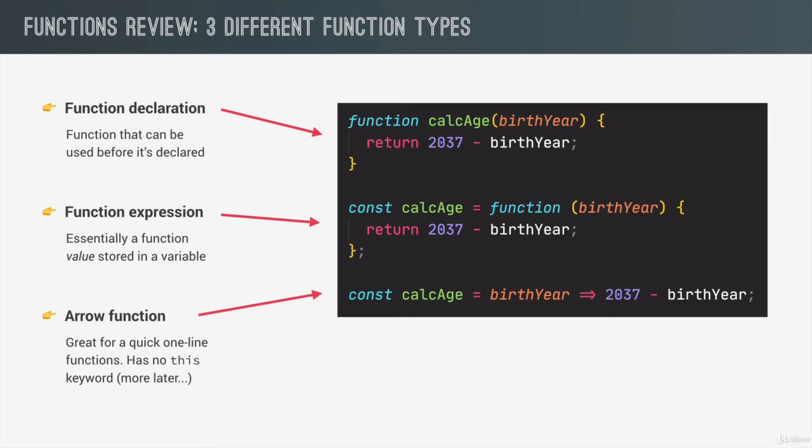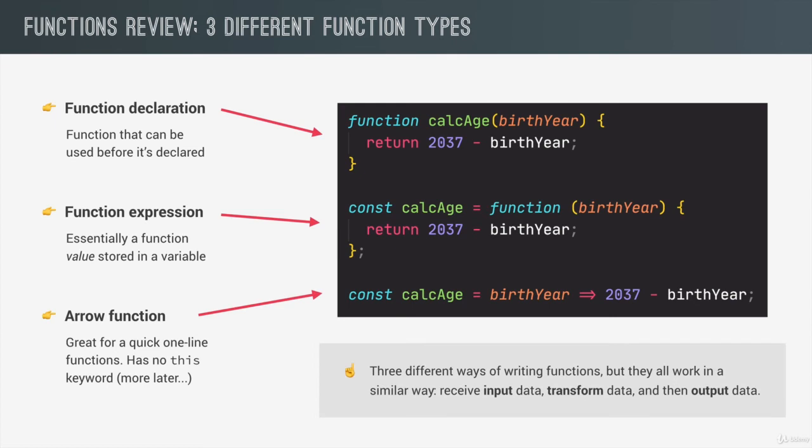the future lectures. Now, what's important to note here is that these are three different ways of writing functions, but they all work in a similar way. So all of them can receive input data, they transform data, and then they can output data. It's all optional, but usually that's the things that functions do. And no matter which type of function we use, we can always do these three things.